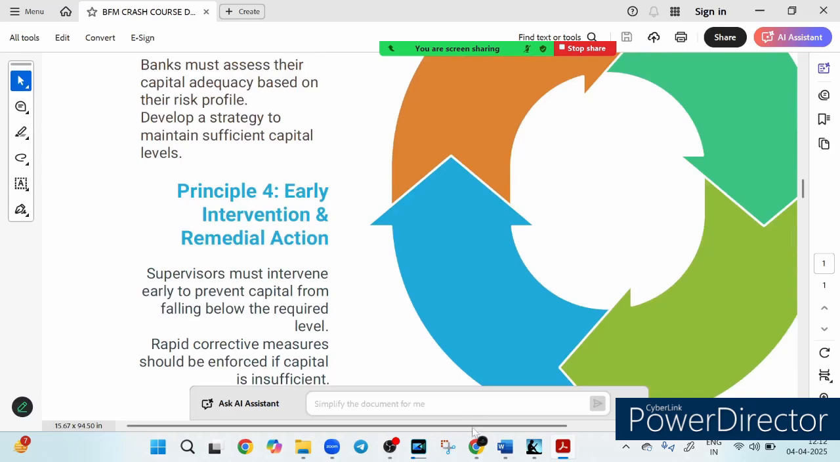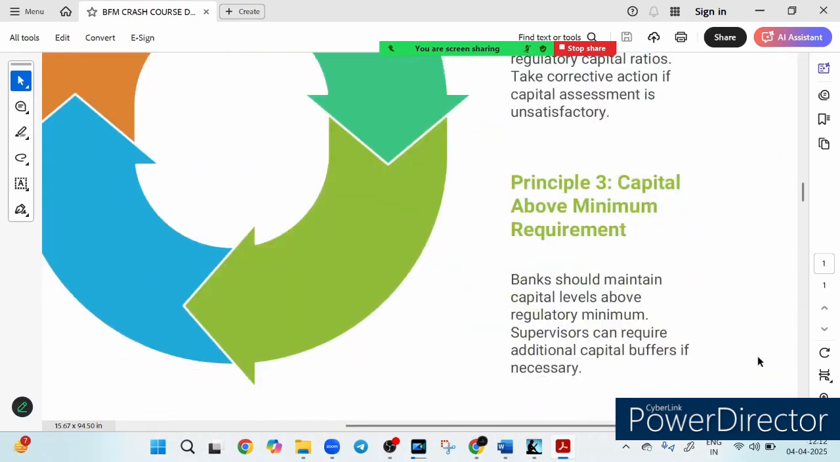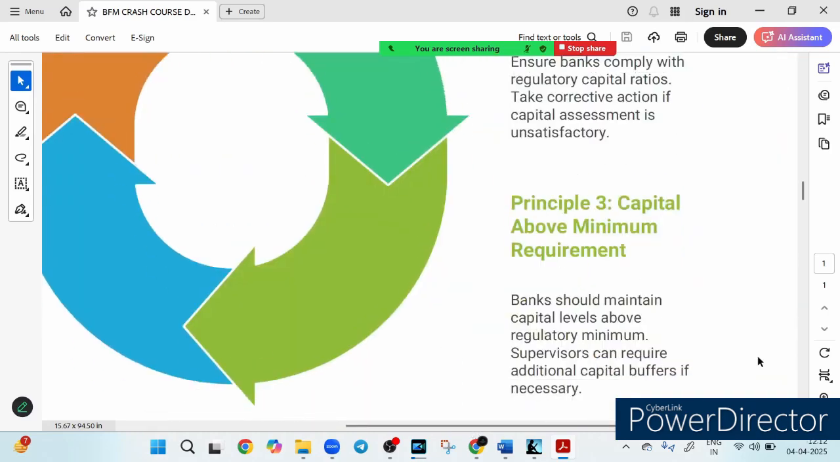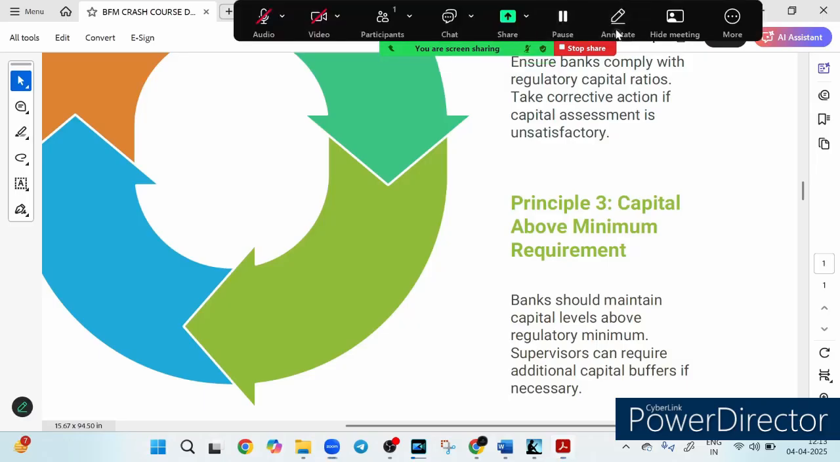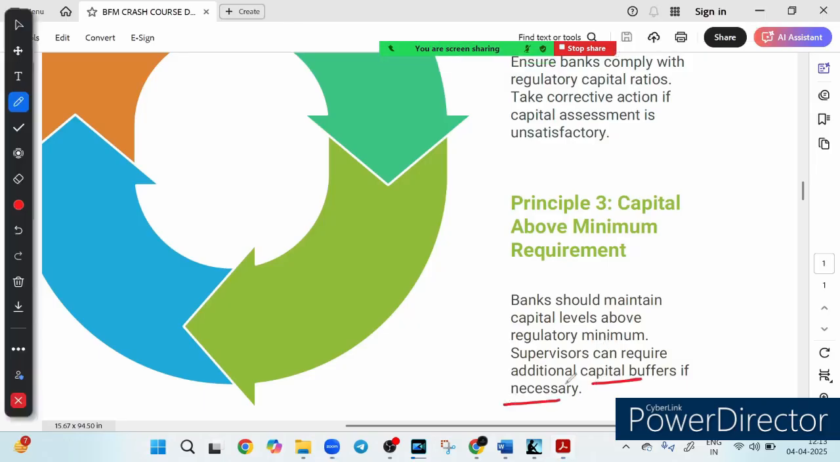And principle number 3, just look at it on this side. Principle number 3 is capital above the minimum requirement. So banks should maintain capital levels above the regulatory minimum, because the minimum is not always enough. The supervisor can demand an additional buffer if they spot high risk exposure. So suppose the supervisor spots some high risk exposure, they can require an additional capital buffer. That is principle number 3.